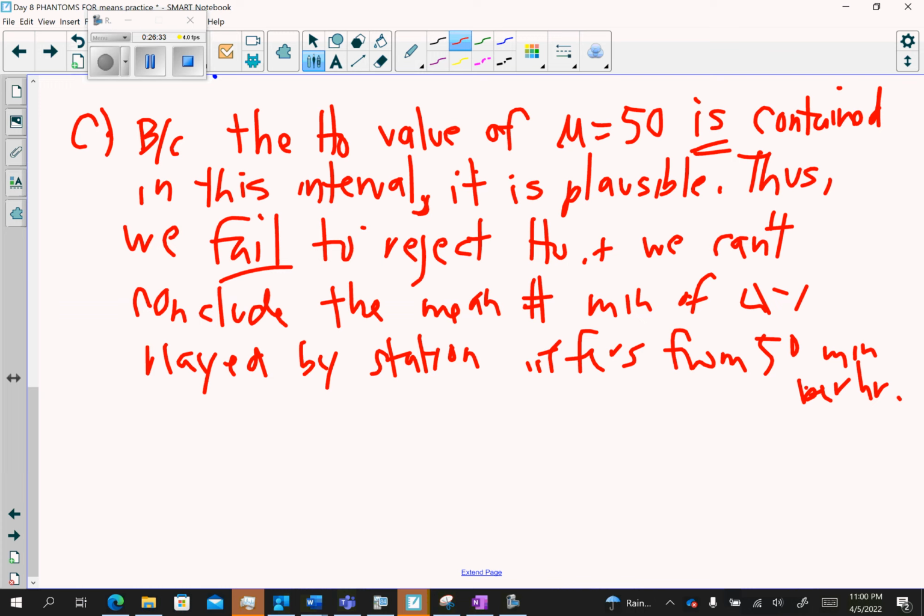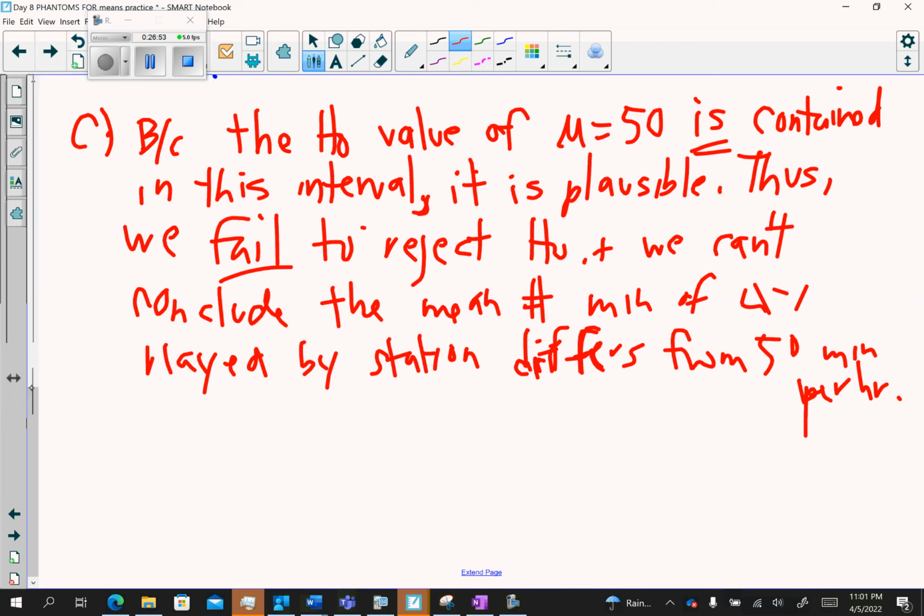Sorry, I know this looks like a different language right now. I apologize, I don't know what's up with this internet, but basically the concept is this. If the null hypothesis is contained in the interval, you can't reject it. If the null hypothesis is not contained in the interval, then you do reject it because it's not plausible.